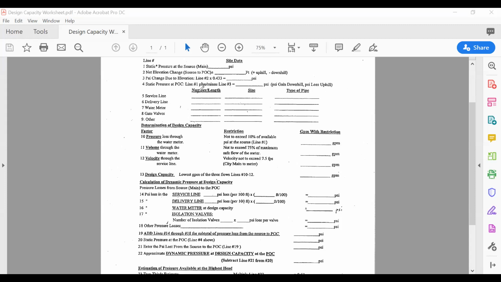All right, so the service line should be 20. Our size, 3/4, and the type is copper. This one's going to be 400 feet, and that one's also going to be 3/4. So record our values here. Pressure loss through the water meter is not to exceed 10% of the available PSI at our source. So what's the available PSI at our source?